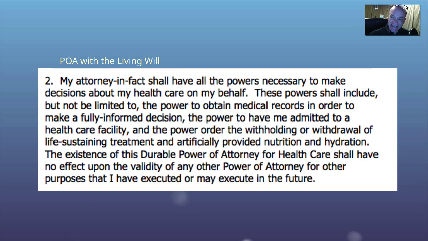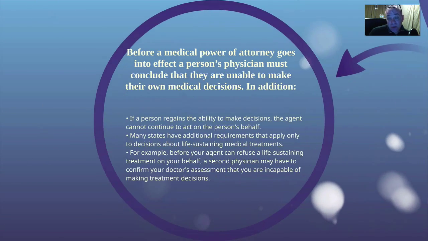So the point is, in the living will, you are directing how you want to be treated in that permanently unconscious, vegetative, terminally ill state. And in a separate document, you've given the authority to someone else to make those decisions for you, because you can't do it. You're unconscious. Now, before a medical power of attorney goes into effect, remember that the person's physician must conclude that they are unable to make decisions for themselves.